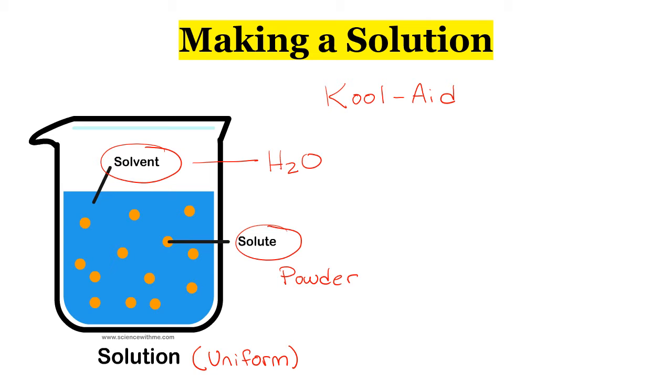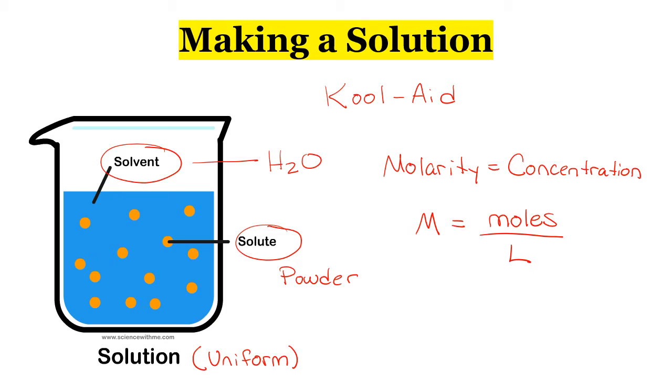So we also talked about molarity. Molarity is how we measure concentration in chemistry. We use capital M to represent molarity, and that is going to be equal to the moles over the volume in liters. Now, in order to make a solution, we need to know the grams of solute. Okay, we need to know the grams of solute to make a solution. All right, and that's kind of what we're going to be talking about today.